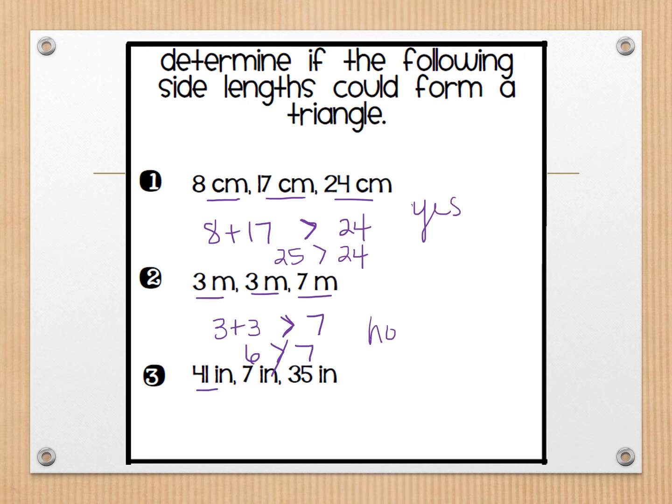Last I have 41 inches, 7 inches, and 35 inches. So again, my two smallest would be the 7 and the 35, and that has to be bigger than the 41. So even though they're not written in order, we have to make sure we know that 7 and 35 are my two smaller sides. So 7 plus 35 would make 42. Is 42 bigger than 41? It is, so these three side lengths would then indeed make a triangle.